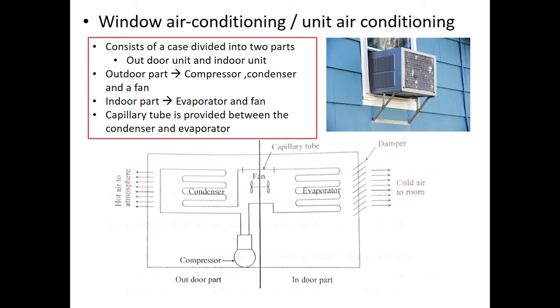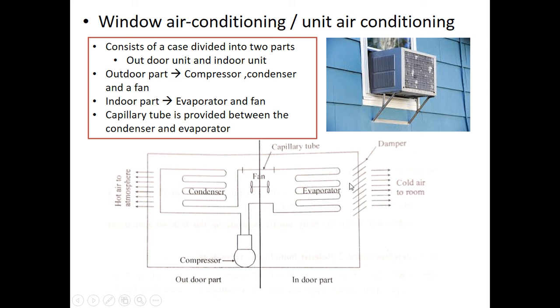So this cold air is delivered to the room where conditioning is required using a fan. The direction of flow of air can be changed using a damper, which I mentioned initially, placed in front of the indoor unit. Let me explain once again. In a unit air conditioning system, you have two parts, an outdoor part and an indoor part. You can see the different elements which constitute the outdoor part and the indoor part.